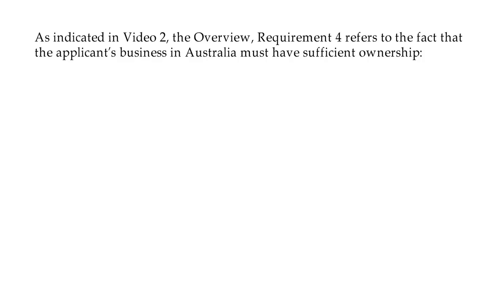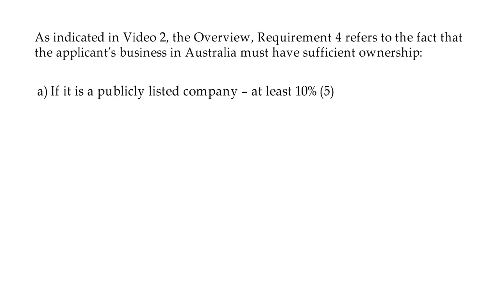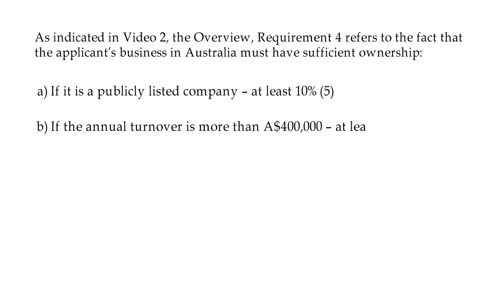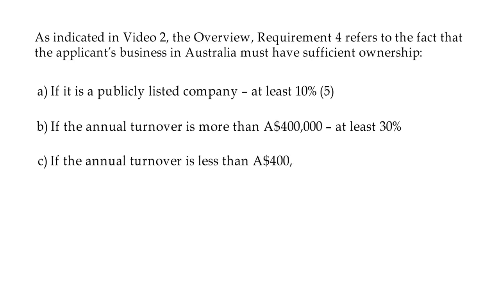As indicated in video 2, the overview, requirement 4 refers to the fact that the applicant's business in Australia must have sufficient ownership. A. If this is a publicly listed company, at least 10%. B. If the annual turnover is more than 400,000 Australian dollars, at least 30%. C. If the annual turnover is less than Australian dollars 400,000, at least 51%.